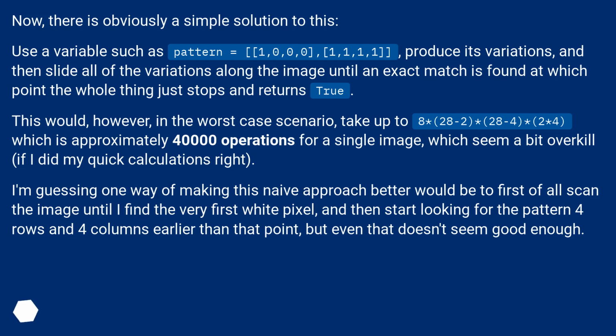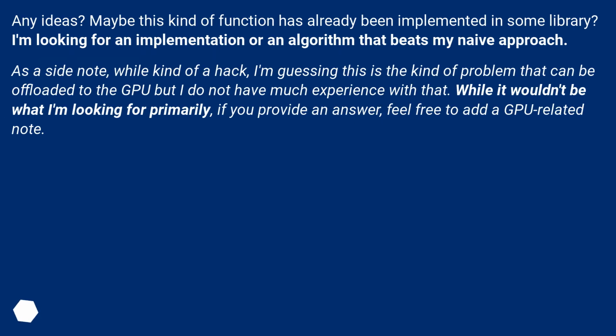I'm guessing one way of making this naive approach better would be to first of all scan the image until I find the very first white pixel, and then start looking for the pattern 4 rows and 4 columns earlier than that point, but even that doesn't seem good enough. Any ideas? Maybe this kind of function has already been implemented in some library. I'm looking for an implementation or an algorithm that beats my naive approach.